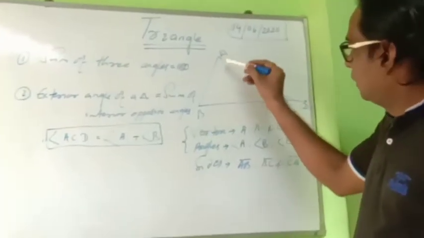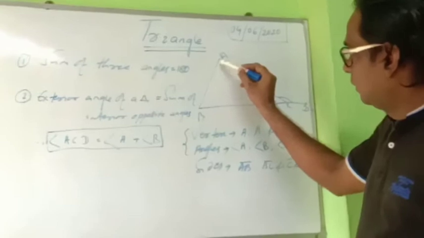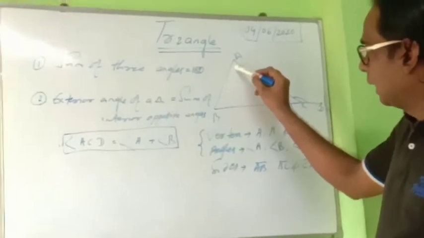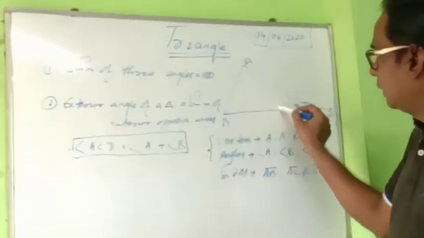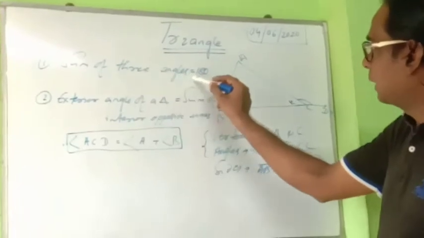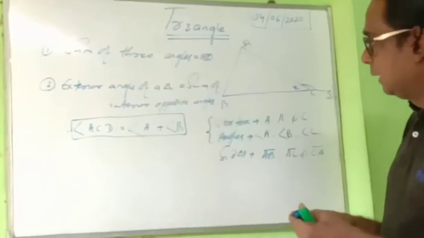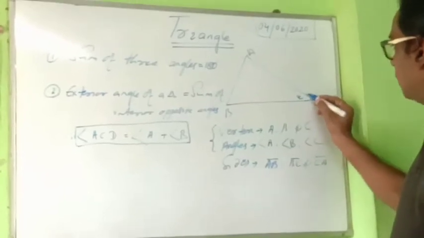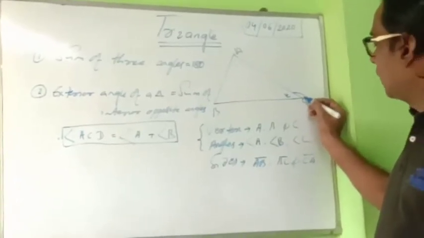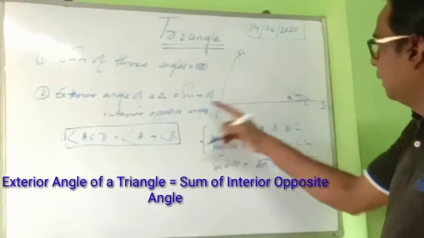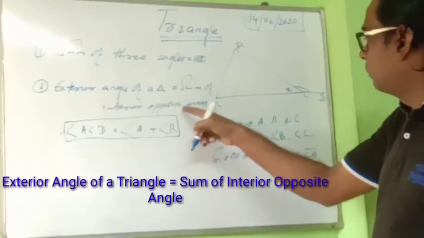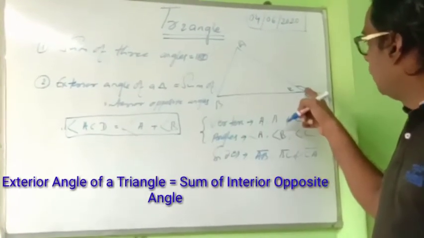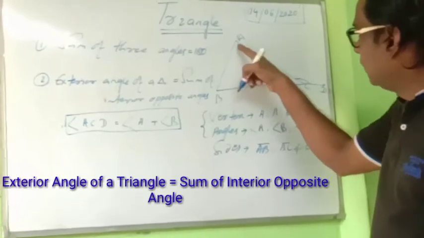Next you see the sum of the angles. The sum of the angles of a triangle. How many angles are there? Three angles. Therefore, the sum of three angles of a triangle is equal to how much? 180 degree. Now, this is the exterior angle. The exterior angle of a triangle is equal to the sum of the interior opposite angles. That is, this angle is equal to this angle plus this angle.